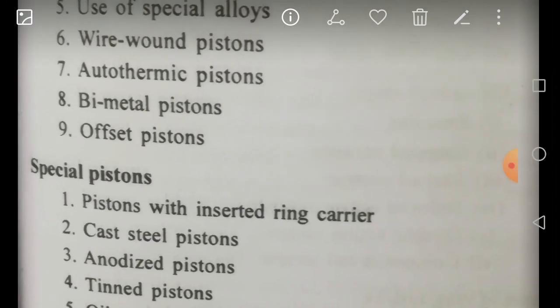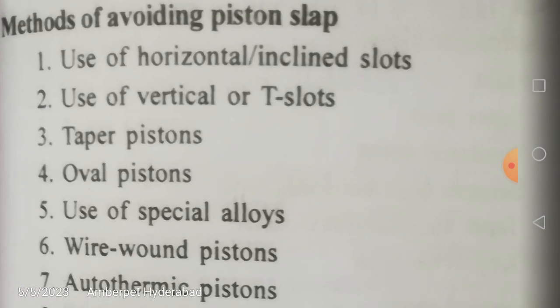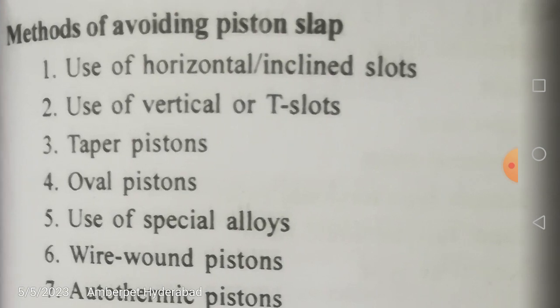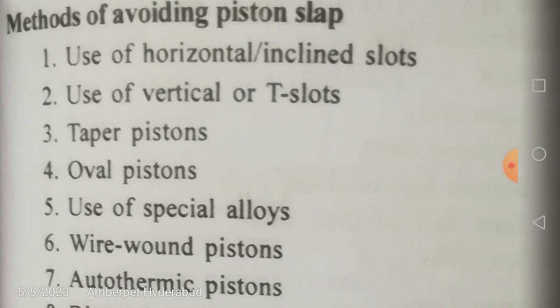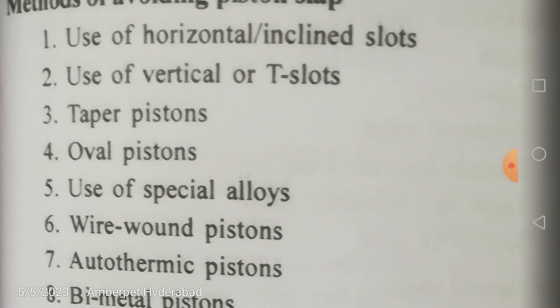A most general problem in a piston is slapping. What is this piston slapping? It is a characteristic sound, a typical sound of a piston which is worn very seriously. So this is called piston slapping. But the question is how we can avoid this type of piston slapping, which is a serious problem in pistons. We can follow any of these methods: the use of horizontal inclined slots, the use of vertical or T slots in the piston, and taper pistons.